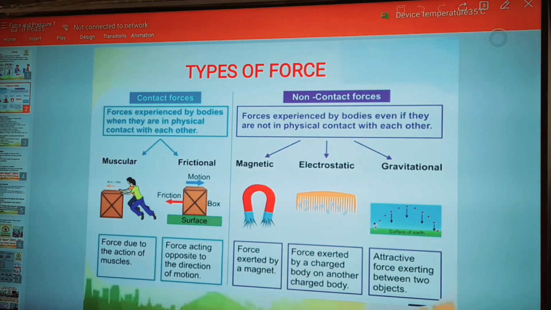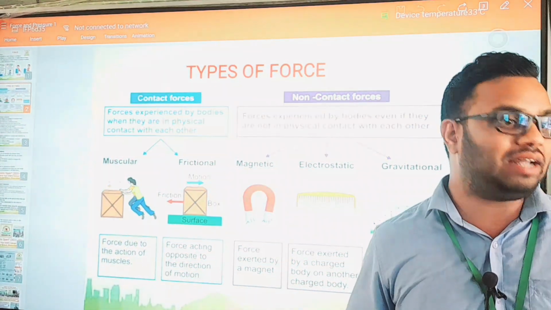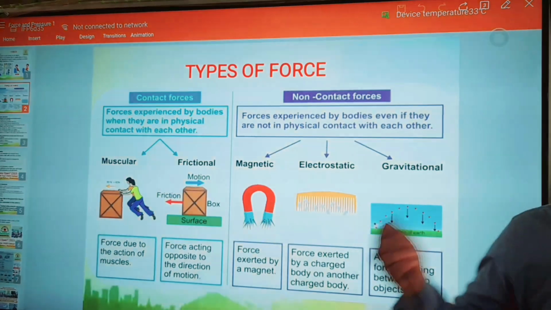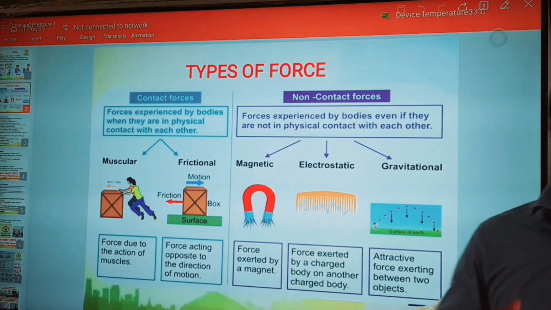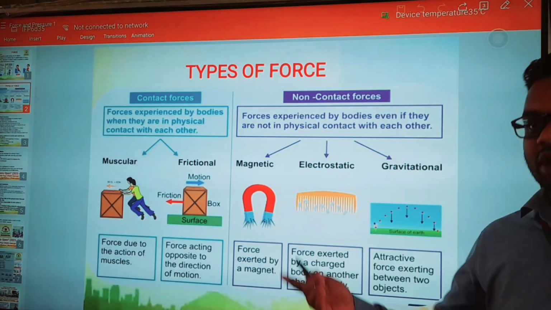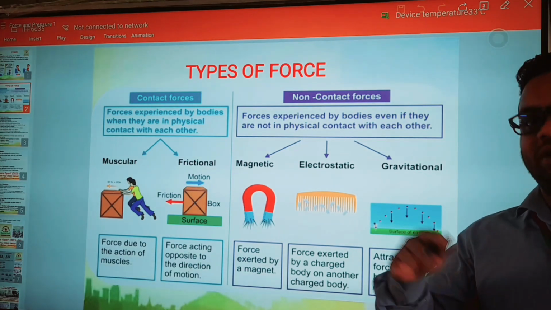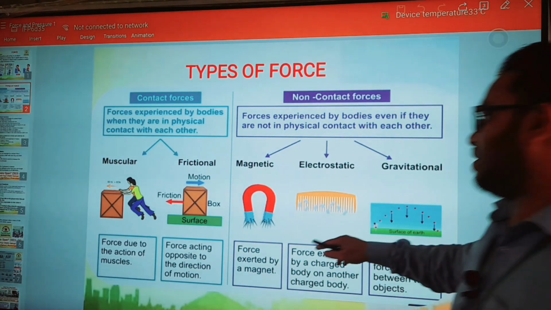Next, gravitational force, attractive force exerting between two objects. The whole universe is expanding and they have one bonding. And which force is that? That is gravitational force. Our Earth also exerts gravitational force on Moon, and Moon also exerts gravitational force on Earth. That's why we have tides. Understood? Move to the next slide.